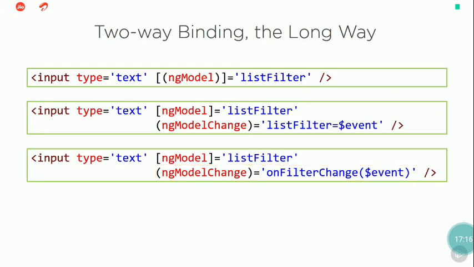Note, however, that we really don't have two-way binding anymore at this point. Though we are leveraging the long format for binding, we are no longer setting the listFilter property when the ngModelChange event occurs. So with this code as it is here, the listFilter property will not be set to the user-entered value. We'll have to handle that ourselves in our onFilterChange method.